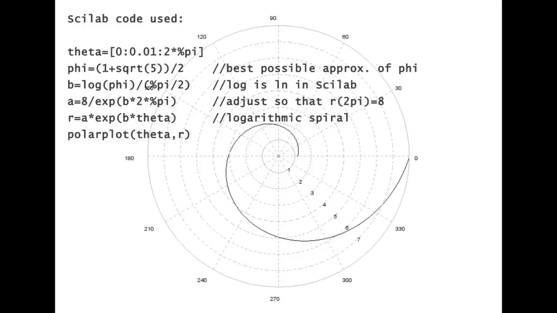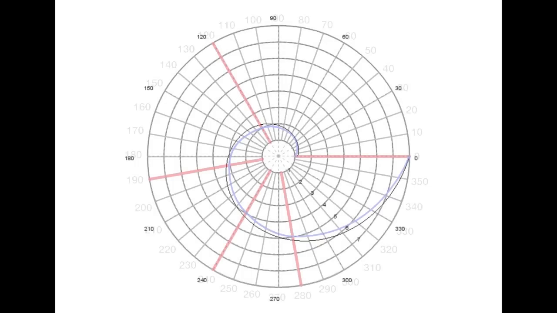what Jordan drew is not actually a golden spiral. I took the liberty of plotting one myself, adjusting it so that r of 2 pi equals 8. It doesn't hit the intersections he says it does. So apparently this isn't just bullshit, it's bullshit based on bad math.